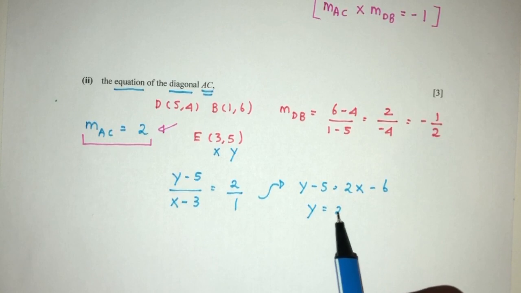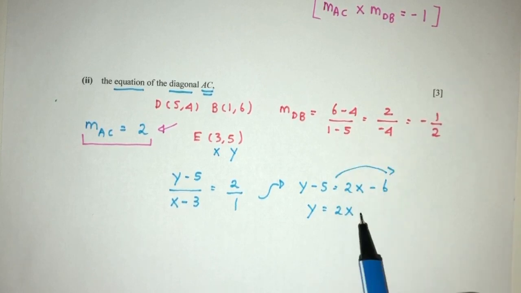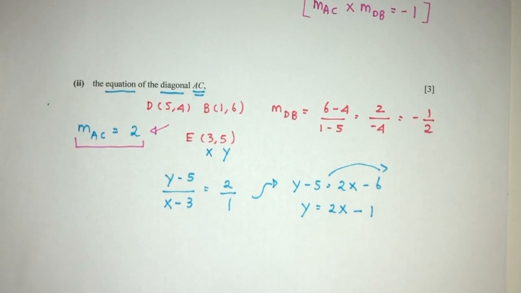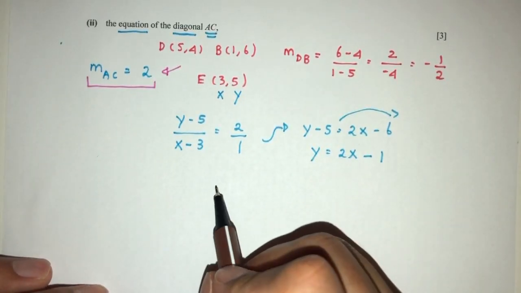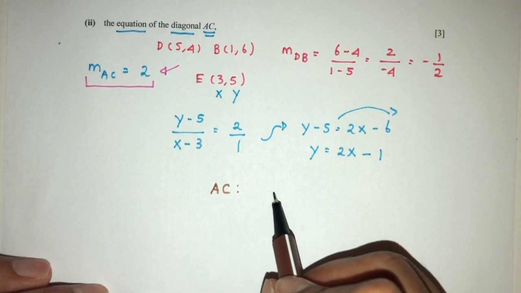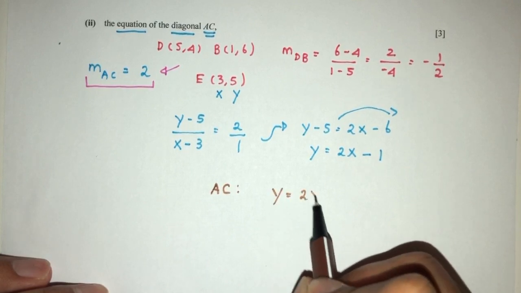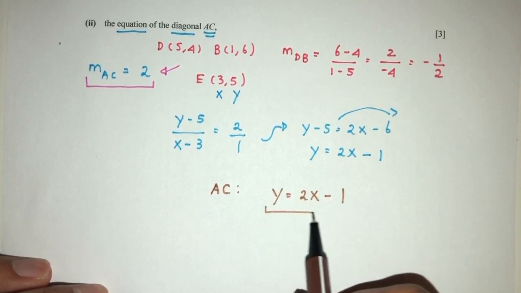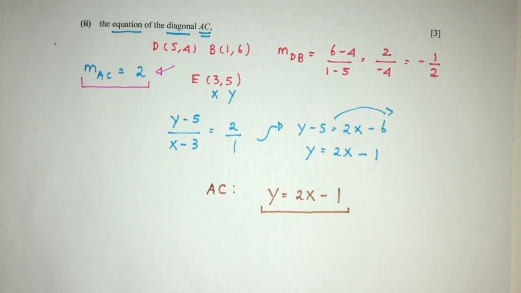So y will be 2x. Send this over here, that will be minus 1. Right? Minus 6 plus 5 is this. So in the end, we conclude that the equation of AC is y equal to 2x minus 1. Okay, that is part 2 of the question. Let's move on to part 3 of the question.